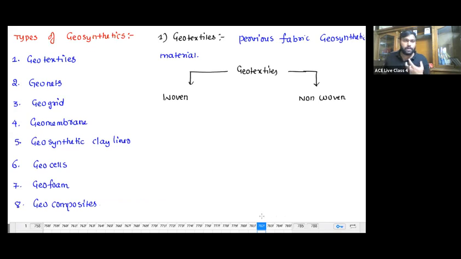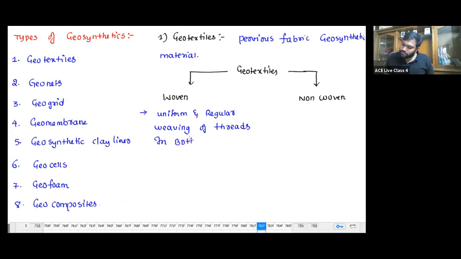Woven is nothing but whatever shirt. You can imagine our shirt. So in the case of the woven, there is uniform and regular weaving of threads in both directions. Uniform and regular weaving of threads in both the directions.